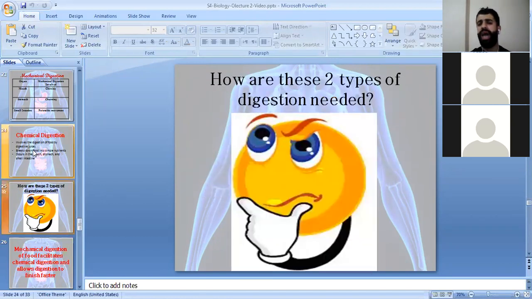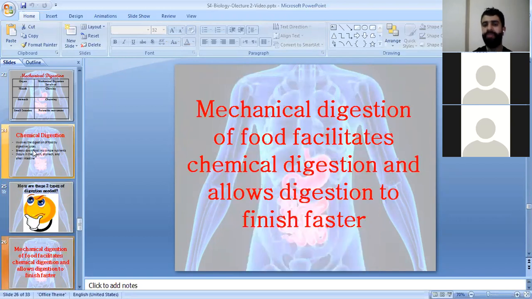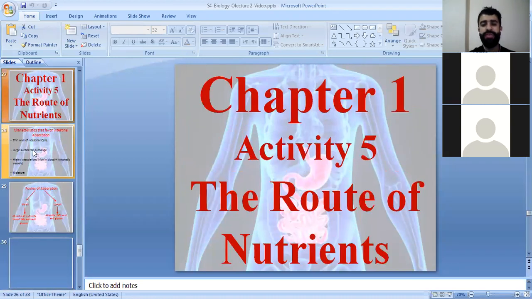How are these two types of digestion needed? Mechanical digestion, you have to know this. The digestion of food into smaller pieces will facilitate and accelerate the chemical digestion and allow the digestion to finish faster. You have to know this idea. So mechanical digestion of food facilitates the chemical digestion and allows the digestion to finish faster. Moving to activity 5, the route of nutrients.